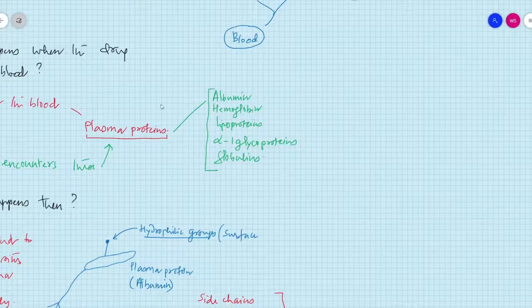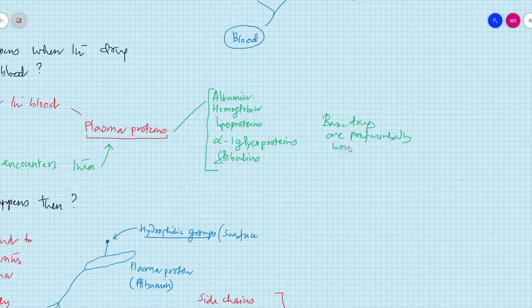Right. So the rule of thumb to remember is basic drugs are preferentially bound by alpha 1 glycoproteins. Okay. That could be another rule of thumb for us to keep in mind.